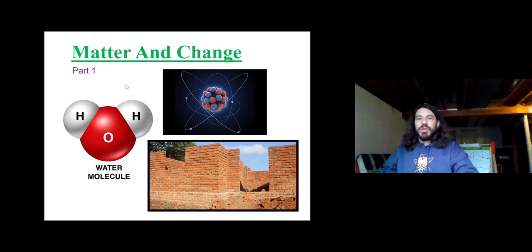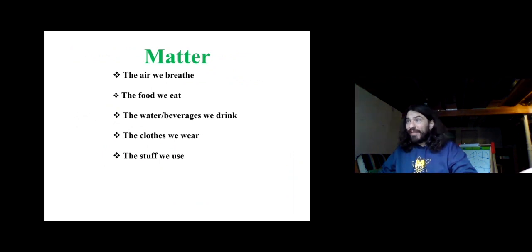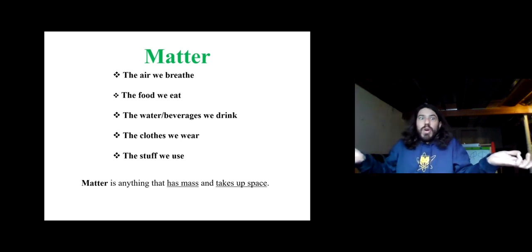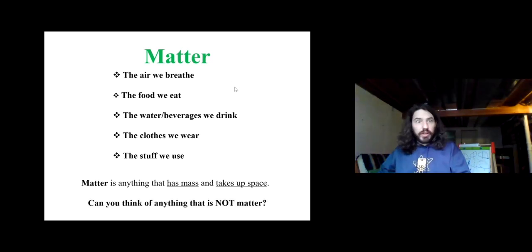Matter and change. Well, what is matter? The air we breathe, certainly. The food we eat. The water, beverages we drink. The clothes we wear and the stuff we use. All of those things are matter. In fact, matter is anything that has mass and takes up space. So it's kind of hard sometimes to even think about what isn't matter. Can you think of anything that is not matter?